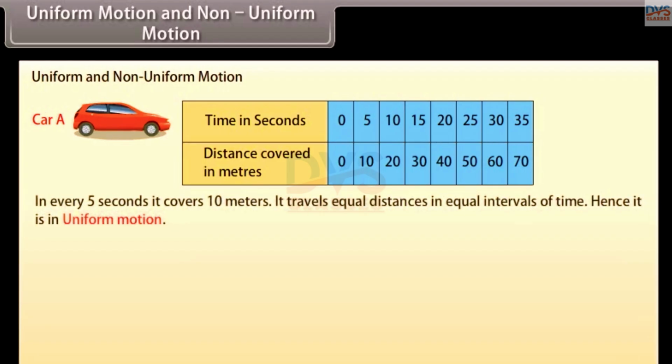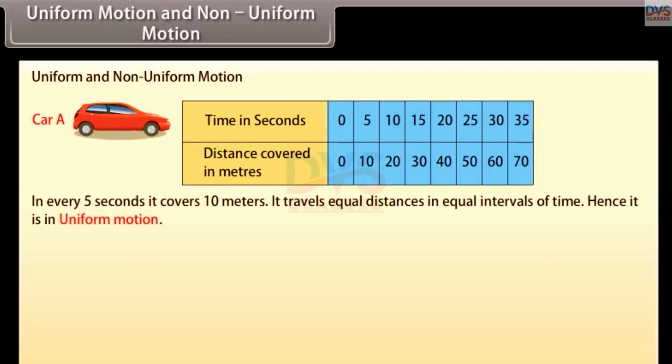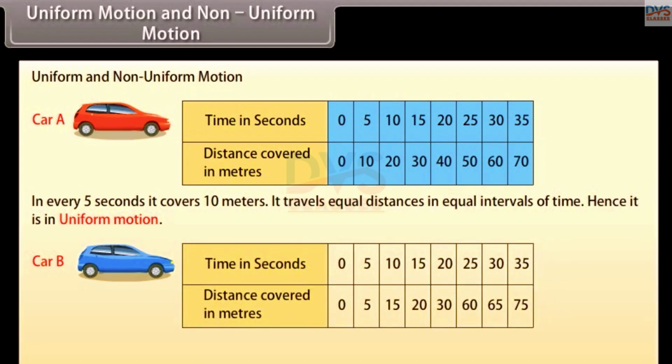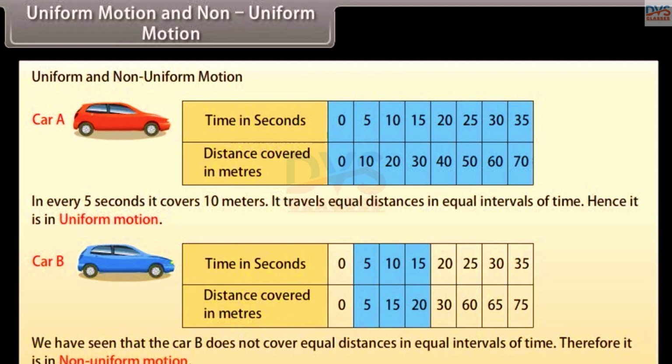Or we can say that in every 5 seconds it covers 10 meters. It travels equal distances in equal intervals of time. Hence it is in uniform motion. Look at car B now. Car B covers 5 meters in 5 seconds, 15 meters in 10 seconds, 20 meters in 15 seconds. We have seen that car B does not cover equal distances in equal intervals of time. Therefore, it is in non-uniform motion.